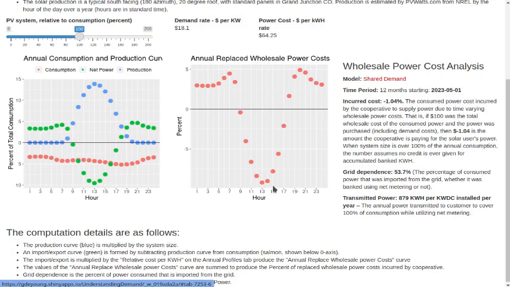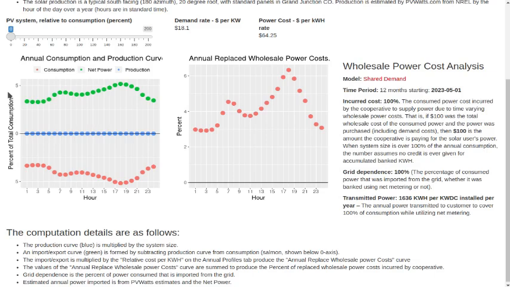Oftentimes when someone's putting in solar onto their roof, what they want to do is produce 100% of their power. So that's where this slider comes in. If I move it down to 0, that means they're not producing any of their power. Let's just take a look at that first.